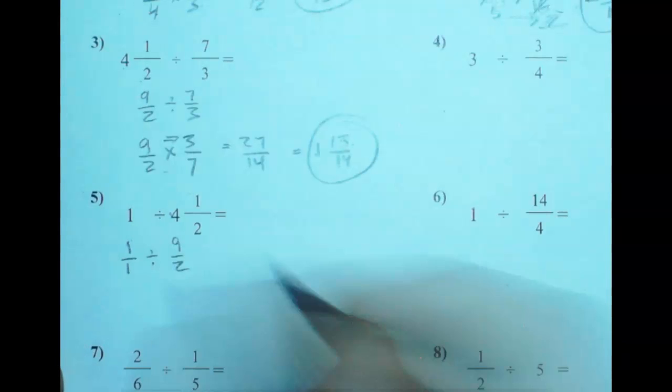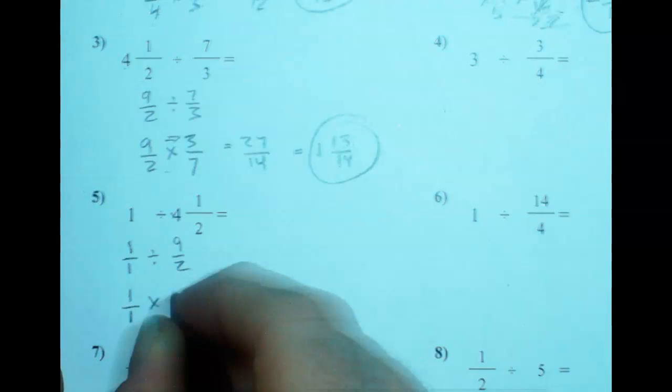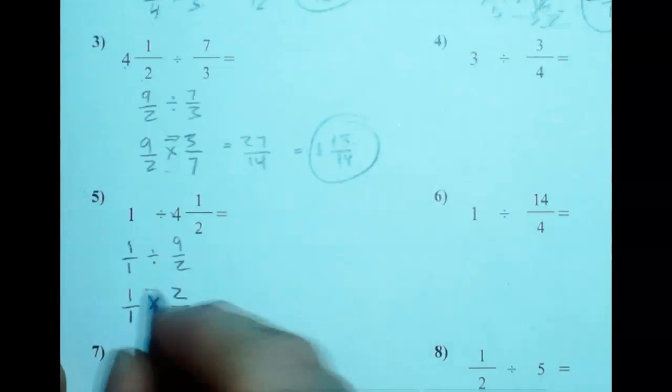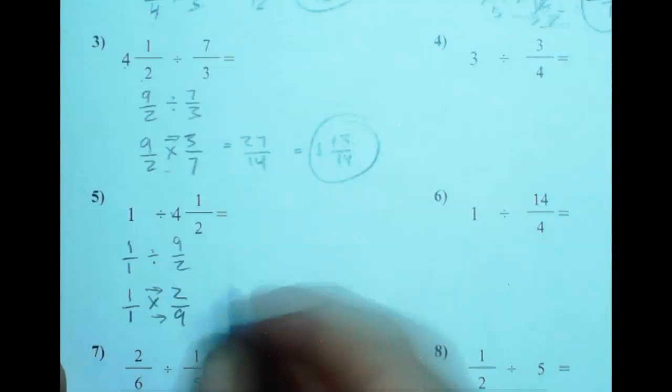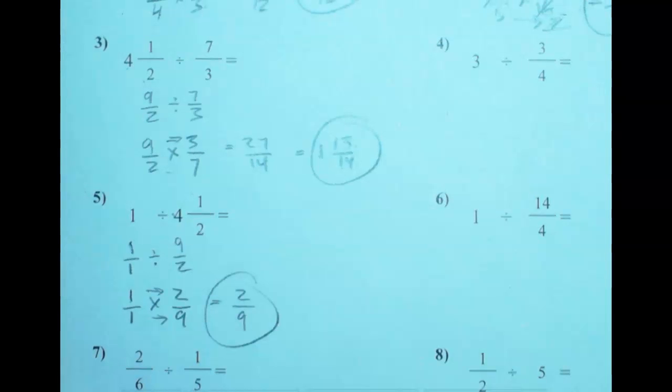And then we're going to do the keep change flip. Keep it. Change it, flip it. 1 times 2 is 2. 1 times 9 is 9. We have 2 ninths. All right, I'll let you finish the rest. Good luck.